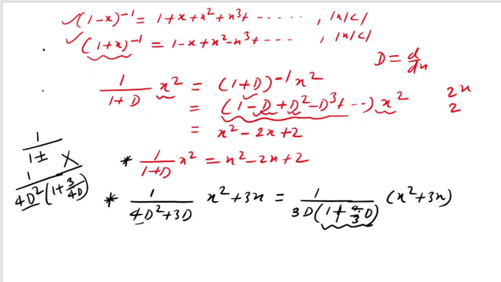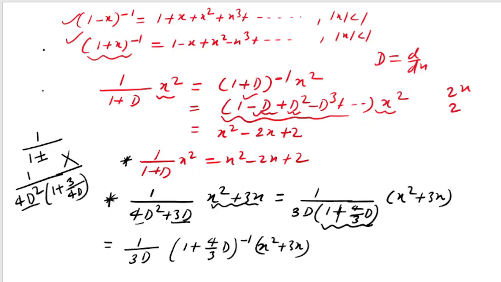Why? Because 1 by D behaves like integration, and if you operate integration on this function, it will never converge, or basically it will keep on increasing. The powers of x will keep on increasing. Think about it. This is slightly important to understand. So pause this video and think about it, and after the video also you can think. So we take 3D common so that we get something like this, and then we proceed further. We have 1 by 3D, and we write it as (1 + 4 by 3D) inverse, and we operate on x square plus 3x.